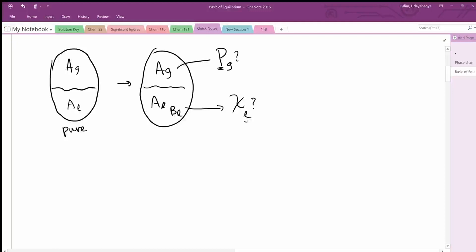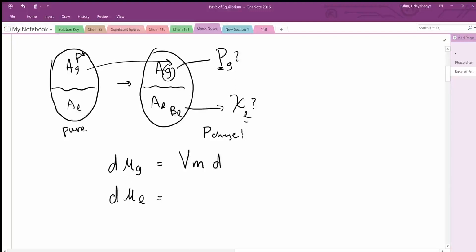This is still a gas to liquid transition, so we're trying to figure out the equilibrium between the two. So we want to know how the chemical potential of the gas is changing and how the chemical potential of the liquid is changing. If we look at the gas, this is our initial pressure and it changes after you introduce impurities in the liquid phase. So the only thing that changes in the gas phase is the pressure. If the pressure is changing, the chemical potential in the gas phase is changing by a value of Vm times dP.